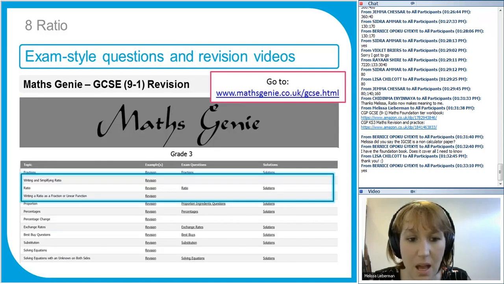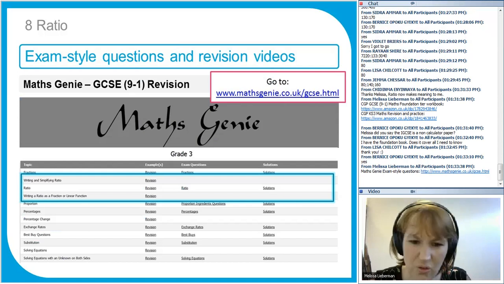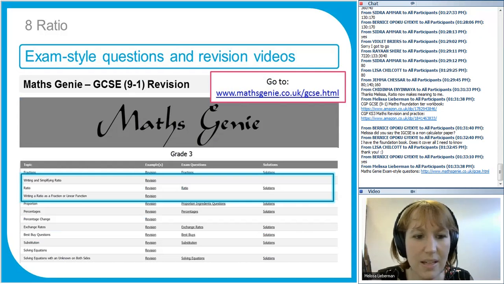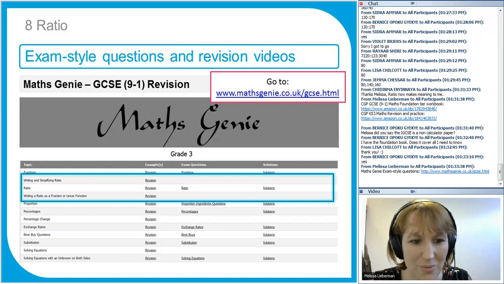There's also some very good practice questions on the Maths Genie website. Let me just give you that link. So if you go to Maths Genie and you scroll down to the grade 3 section, a grade 3 is roughly like a grade D kind of level on the old scale. There's 3 sections there: writing and simplifying ratios, writing one ratio as a fraction of another. Now these two just have a revision video if you want to watch some more video examples.